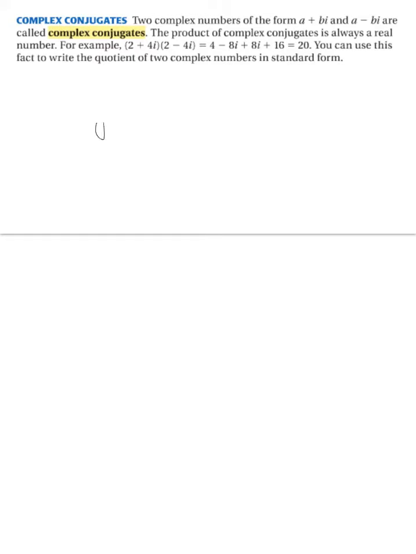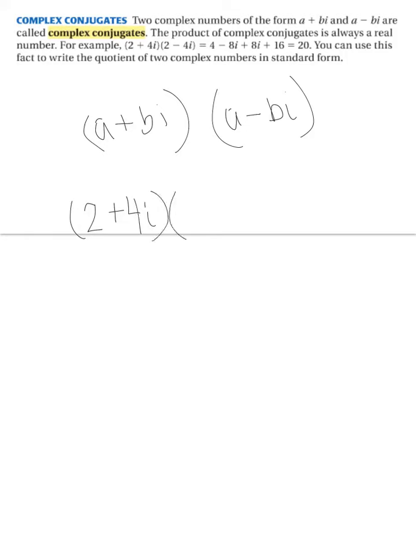So if we have the complex number a plus bi, this is standard form. The conjugate of this would be a minus bi. And when we multiply two complex conjugates, we're always going to get a real number for our answer. So it gives you the example of 2 plus 4i times the conjugate, which is 2 minus 4i.